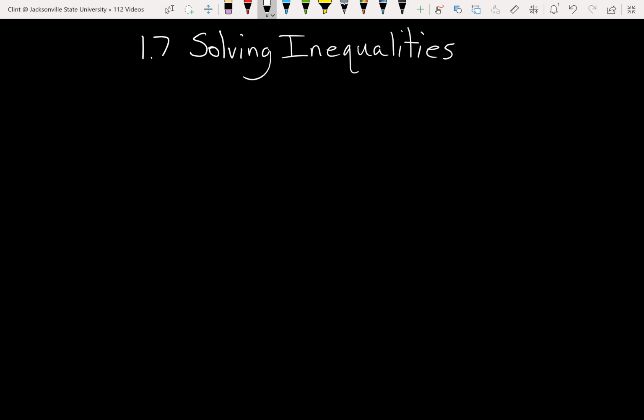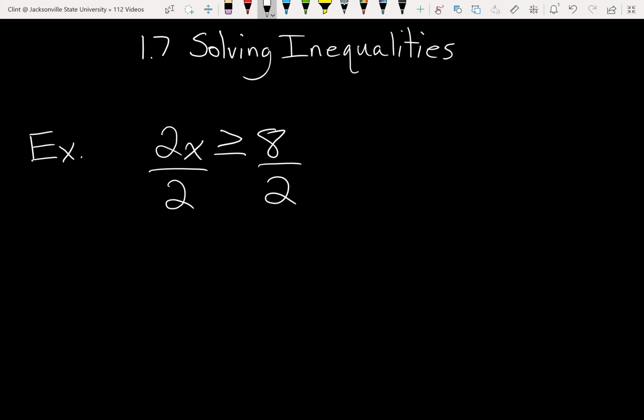So let's look at an inequality here. We'll look at a simple one. We'll say 2x, and instead of equal, on this one we're going to have greater than or equal to 8. So 2x is greater than or equal to 8. We're just going to treat this just like an equal sign. If we had 2x equals 8, we would divide both sides by 2. So we're going to do that same thing here. The 2's cancel out, and we get that x is greater than or equal to 4.